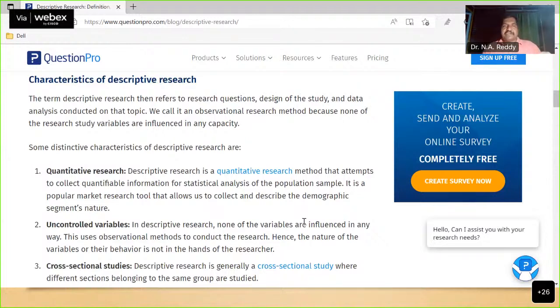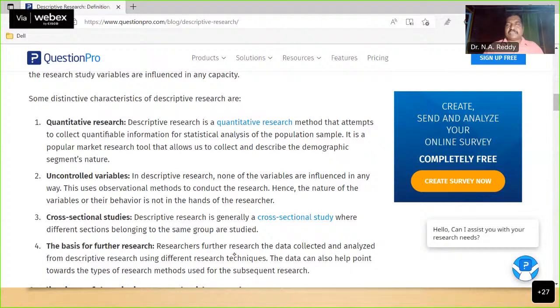So this type of independent variable, we are not in a position to manipulate, such as sex and socio-demographic variables. It is not possible except in the medical field, where they can change your sex, but you can take it as a gender perspective. In descriptive research, none of the variables are influenced in any way. The issue of observational method to conduct the research.